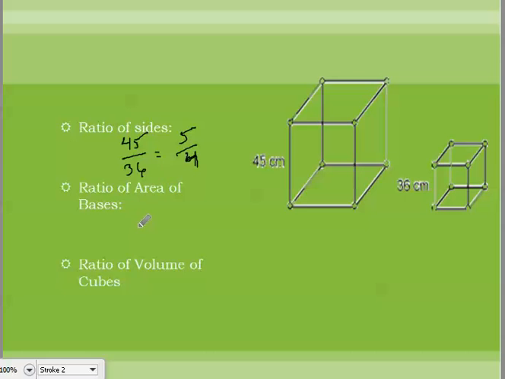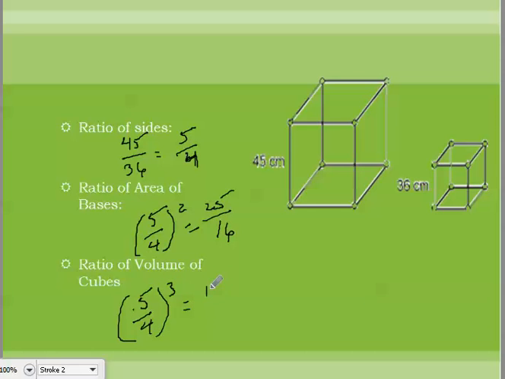What's the ratio of the area? Well, you know what? Area of the bases. All I got to do is take 5 over 4 and square it. 25 over 16. And what's the ratio of the volume of these cubes? I take 5 over 4 and I cube it. And I'll get 125 over 64.